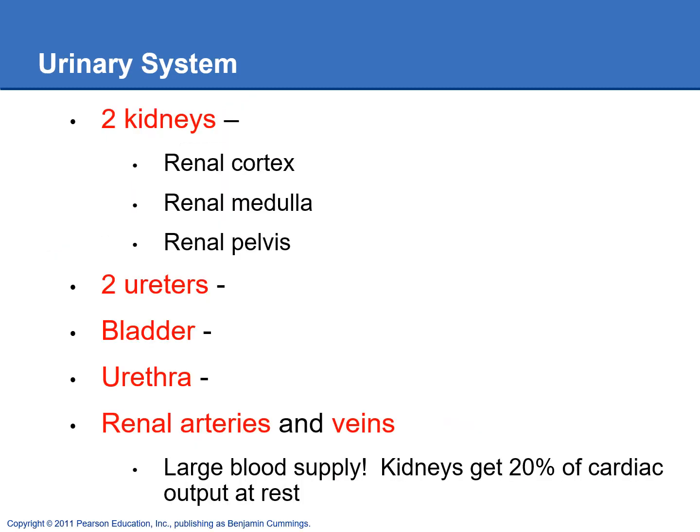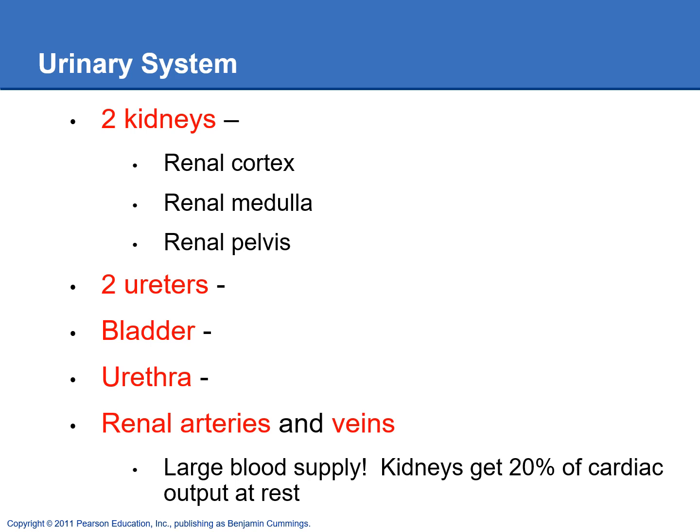So here's just a summary of the anatomy of the urinary system. We have our two kidneys, which their job is to filter the blood and make the urine. And we're going to look at their parts in just a minute. We have two ureters that are going to take the urine from the kidneys to the bladder. The bladder is going to temporarily store the urine. And then the urethra will take the urine from the bladder to the outside. And then the blood supply, we have the renal arteries and veins.